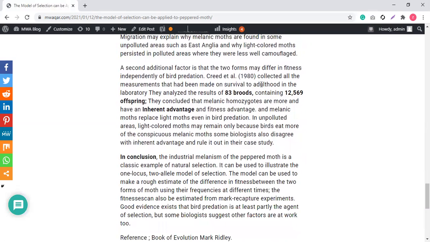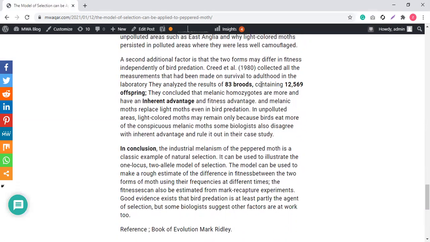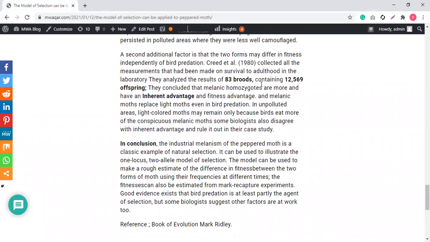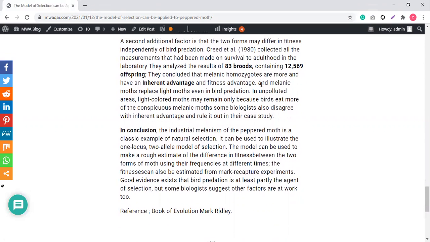A second additional factor is that the two forms may differ in fitness independently of the bird predation. Creed collected all the measurements that had been made on survival to adulthood in the laboratory. And now he studied the factor in the laboratory. Now this is interesting. They analyzed the results of 83 broods containing 12,569 offspring.